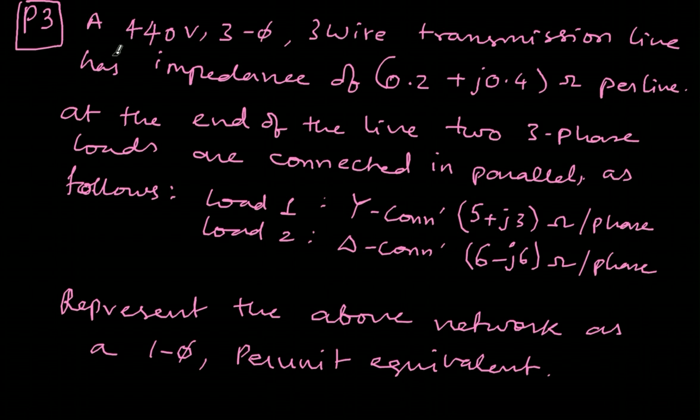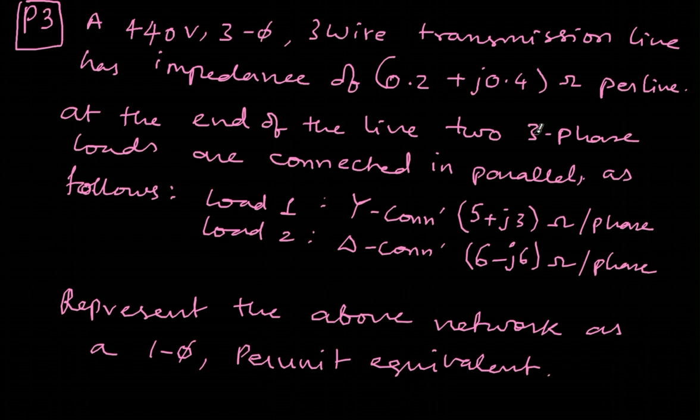What is there? A 440 volts three phase three wire transmission line has impedance of 0.2 plus j0.4 ohms per line. So each line in the three wire system has this impedance. Now this 440 volt would obviously be the line to line voltage. Anywhere a three phase system voltage is being talked about, unless specified otherwise, you can safely assume that the voltage is between lines.